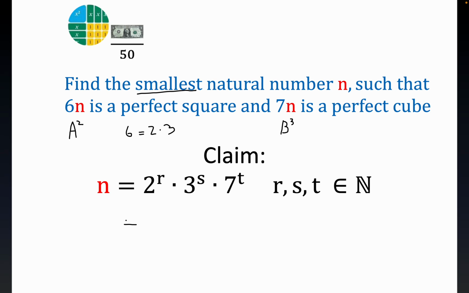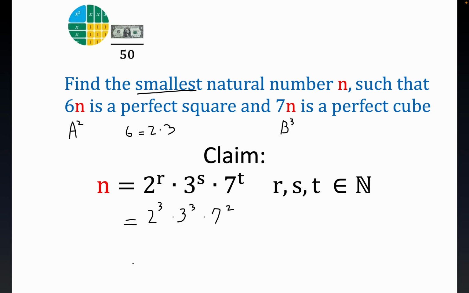Well, one try that is correct, I think, is just to consider 2 cubed times 3 cubed times 7 squared. Okay. Now notice the 2 cubed, 3 cubed automatically takes care of the perfect cube piece.